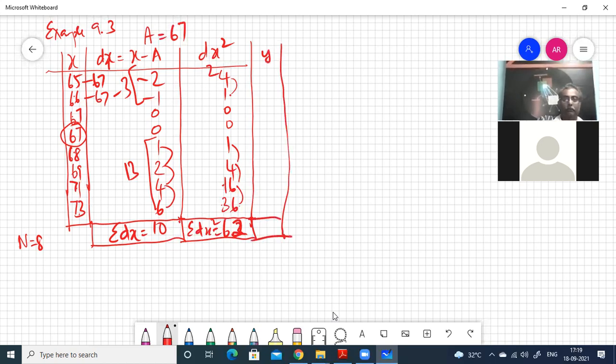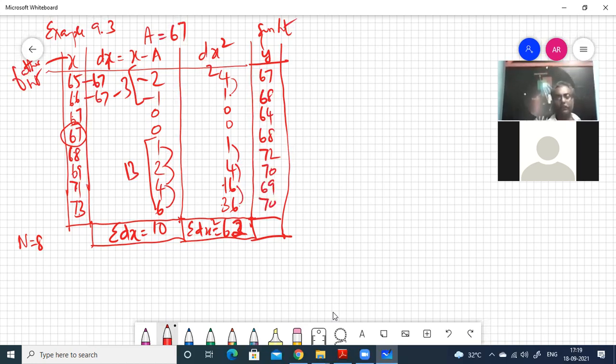Y is the son's height, and this is the father's height. Y values you put: 67, 68, what else? 64, again 68, then 72, then 70, then 69, then 70. You should not arrange in ascending order because the correlation pair will become disrupted. So don't arrange, just put it as it is.